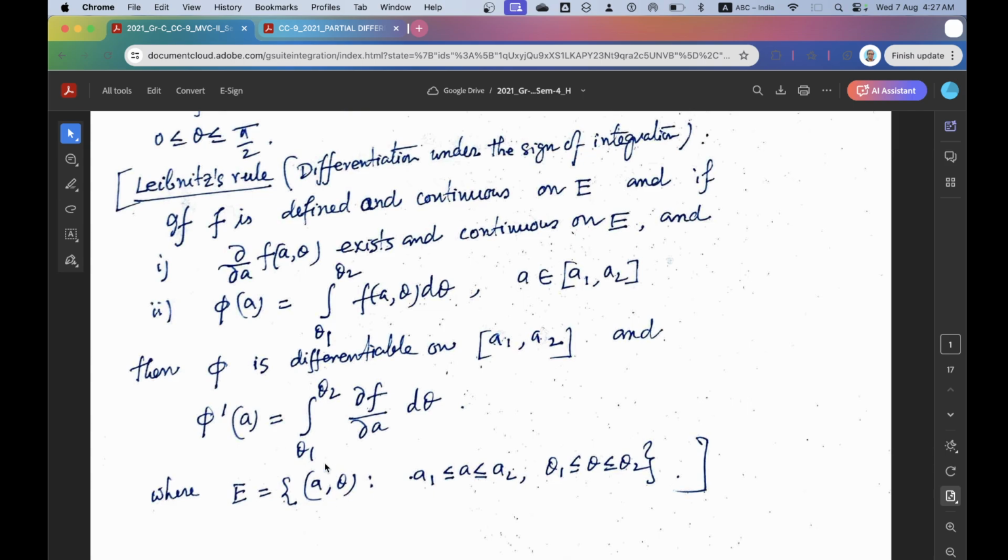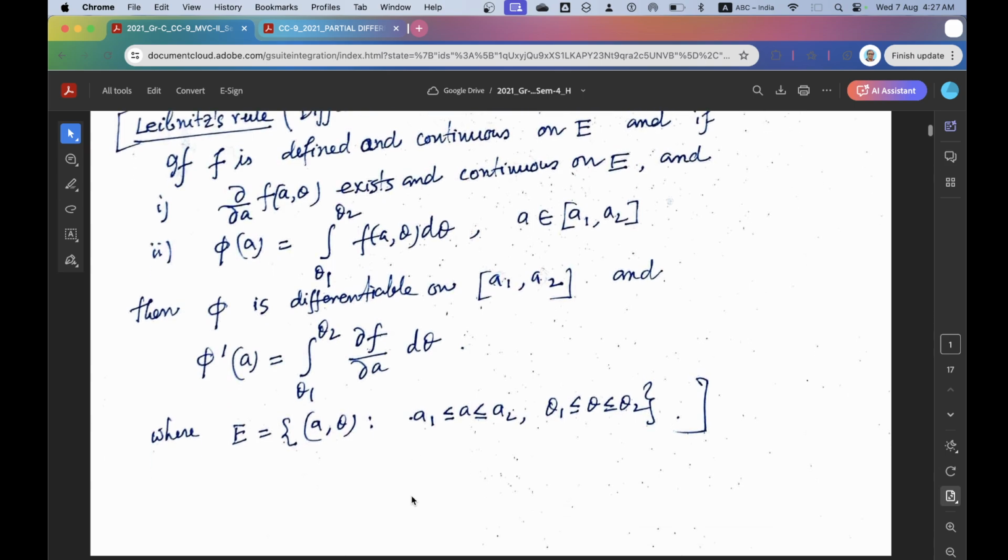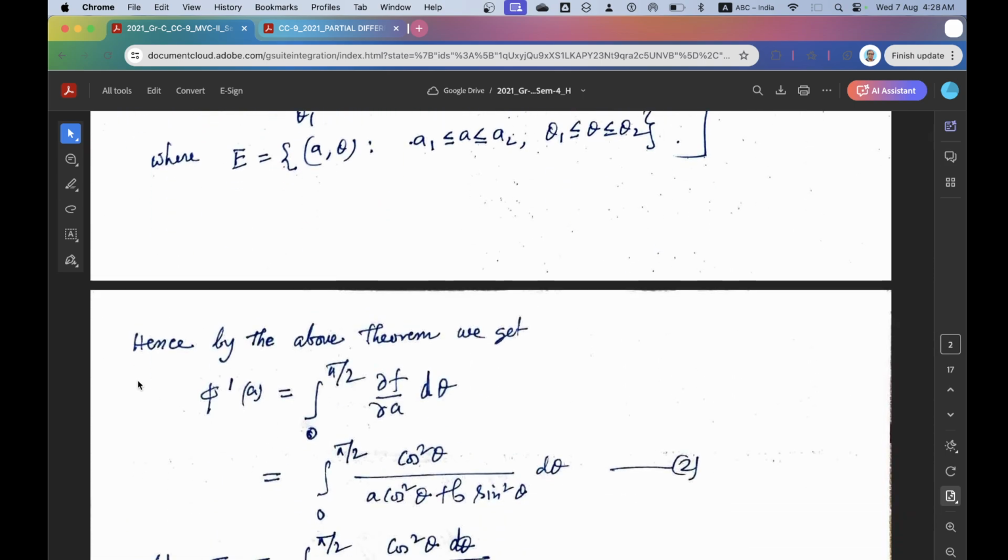E is this region, the points (a, theta), ordered pairs of real numbers. Obviously a1 less than or equal to a less than or equal to a2, and theta 1 less than or equal to theta less than or equal to theta 2. This E belongs to R2. Hence, by the above theorem, phi dash of a equals the integration from 0 to pi by 2 of del f by del a d theta.